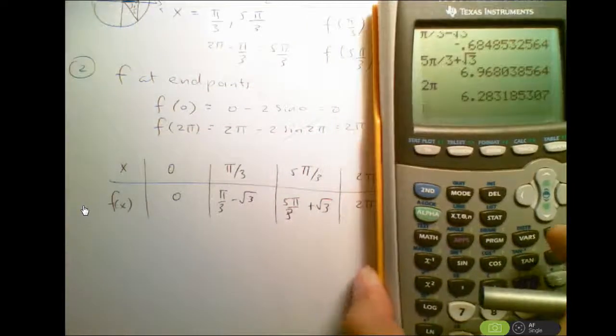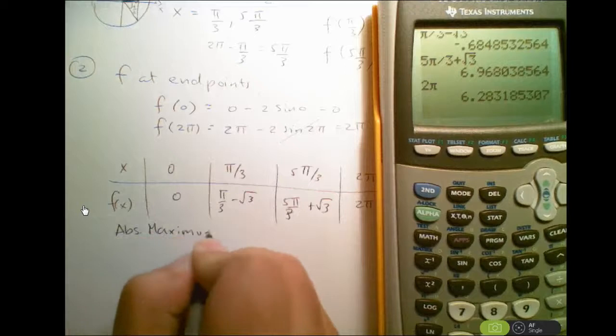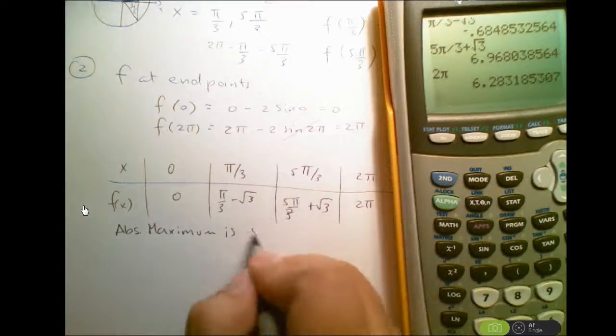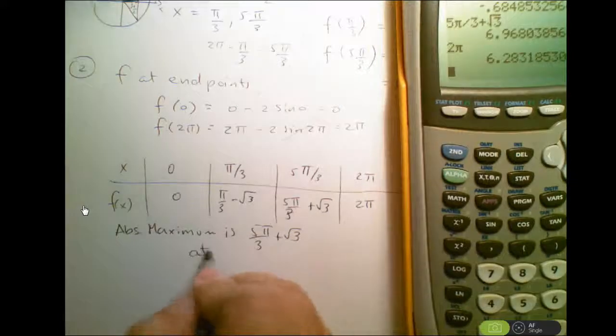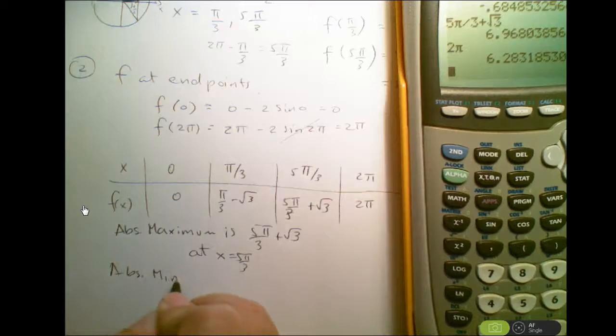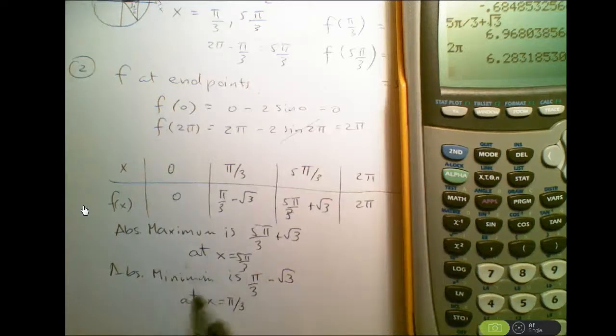So the absolute maximum is 5 pi over 3 plus root 3, and it occurs at x equals 5 pi over 3, and the absolute minimum is pi over 3 minus root 3, and it happens at x equals pi over 3. Now the minimum and the maximum didn't occur at either of the endpoints, which is absolutely fine.